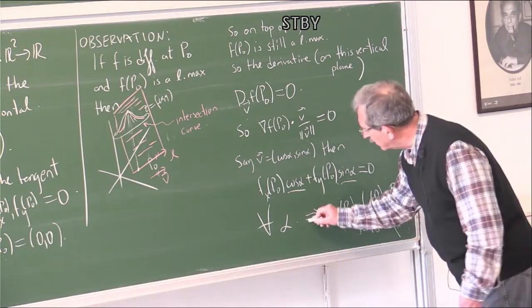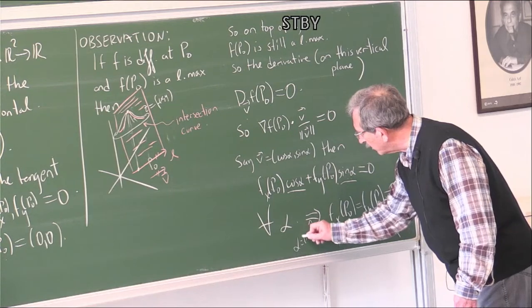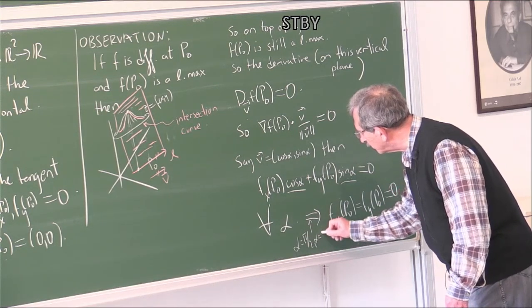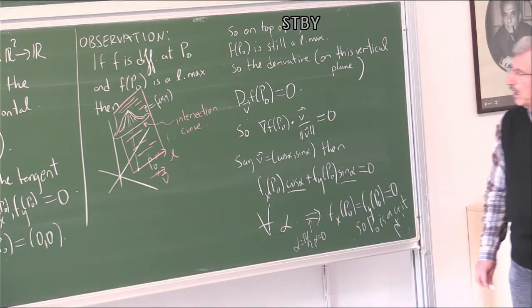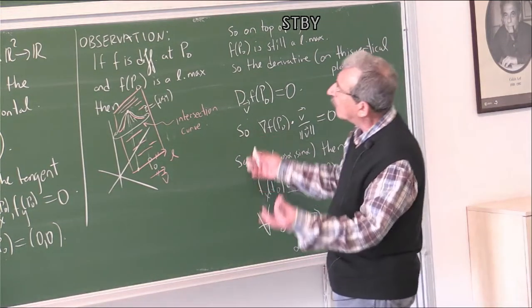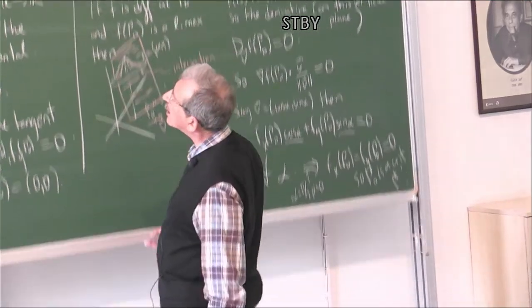By the way, here you can take alpha pi over 2 and alpha 0. It says both are 0 directly. Similarly, for a local minimum, so we conclude the following.